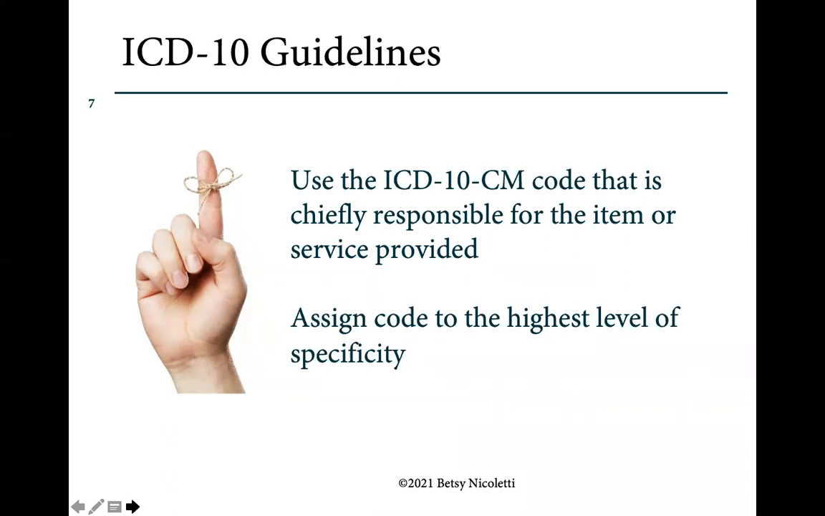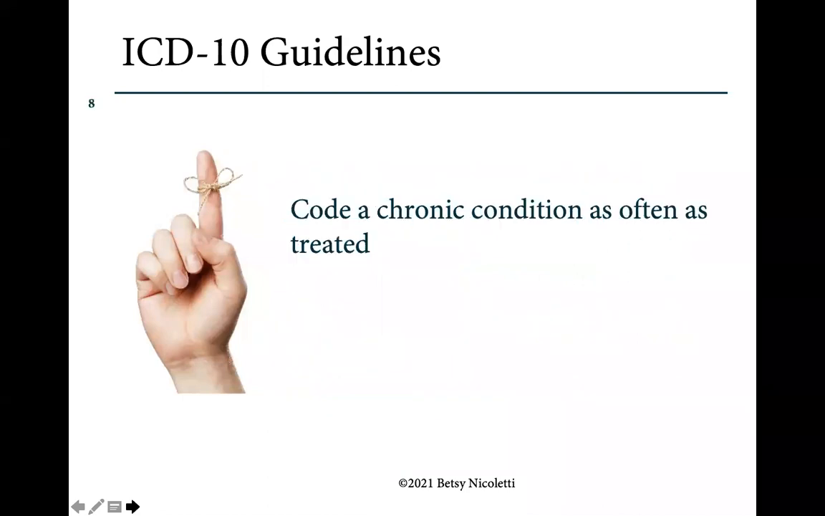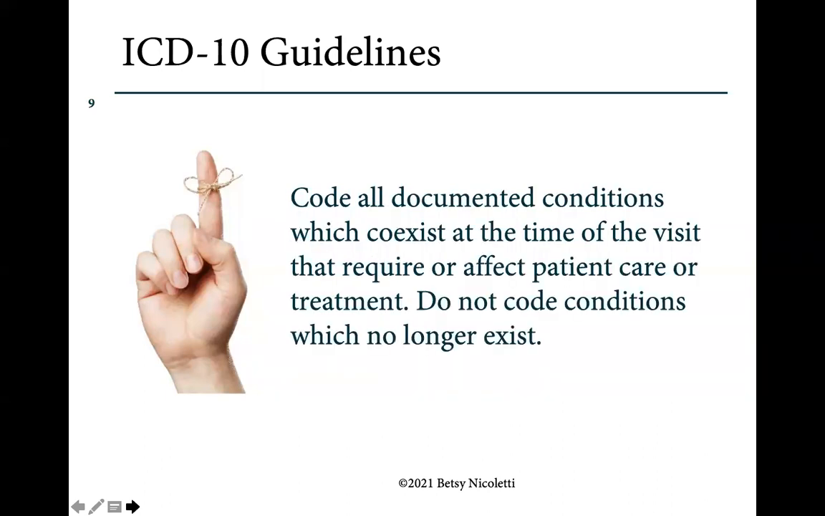If they wanted us to be specific, why did they give us 70,000 diagnosis codes? I'd like to know. We code a chronic condition as often as it is treated. And this guideline is the chief guideline that we use when we're thinking about HCC coding. And it's a guideline that, when we look back at the Medicare documents for risk-based diagnosis coding, they emphasize as well.